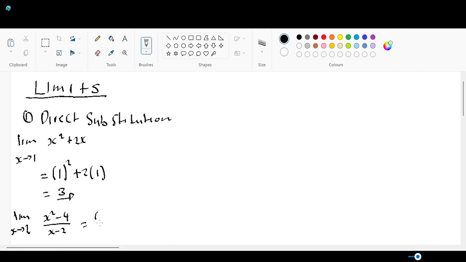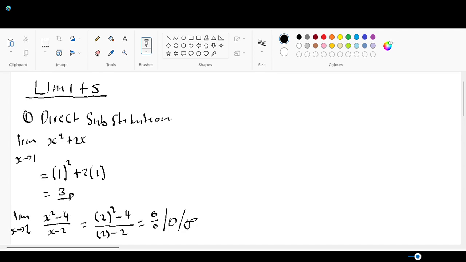If we do direct substitution, remember x is approaching 2, we're gonna have 2 squared, substituting 2 where there is x, minus 4, divided by 2 minus 2. Now as you can see, this gives us 0 over 0. We cannot accept this answer, or even if it gives us 0, or if it gives us infinity. If our direct substitution gave us 0 or infinity, we need to go to step number 2.